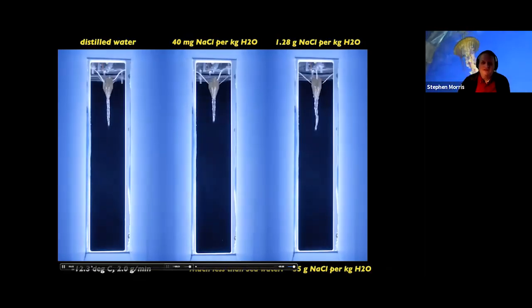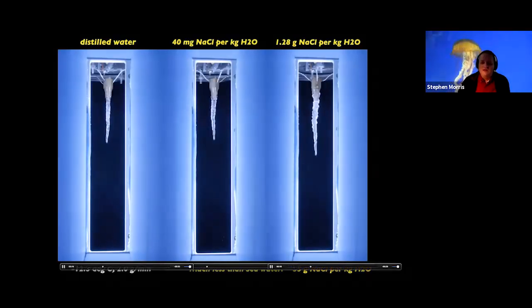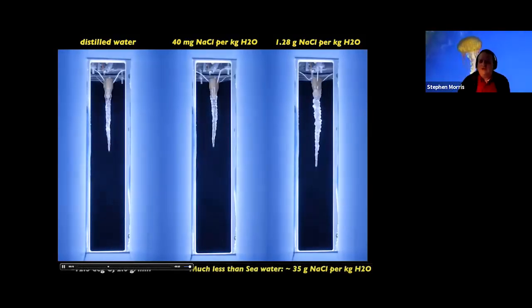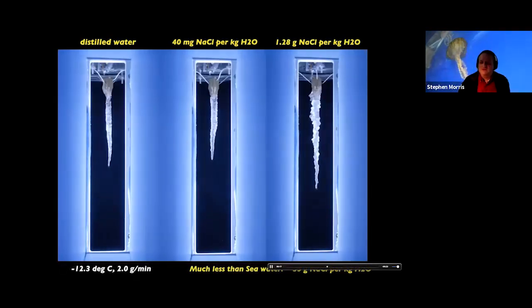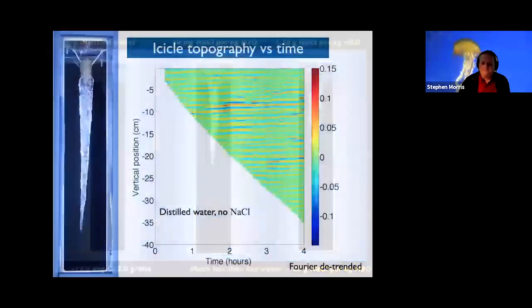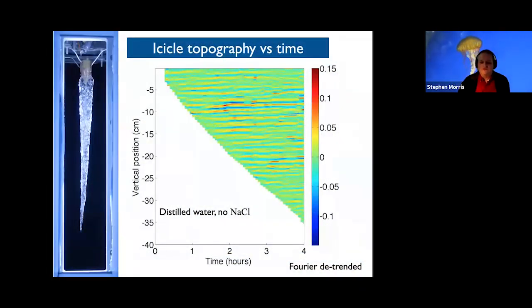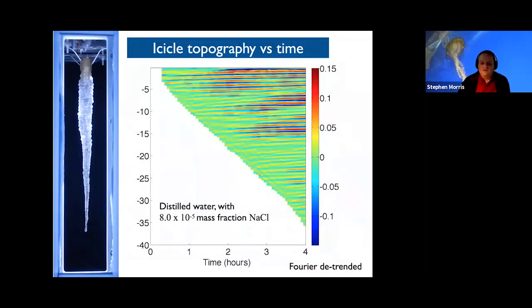And what you see is that these two icicles have about the same shape, but this one is decorated with the ripple pattern and this one is not. If you add more salt, it develops a very strong ripple pattern, but it also develops a much more bulbous shape. So now we can look at the topography versus time. For a distilled water icicle, the topography is fairly smooth. This is just the trend-removed shape of the right-hand edge of the icicle. And when the ripples are present, you see them appear and they grow to about 1 millimeter in size.